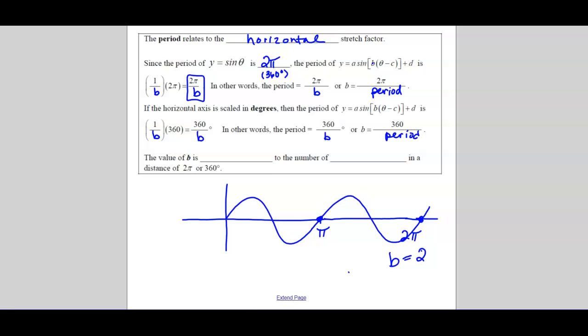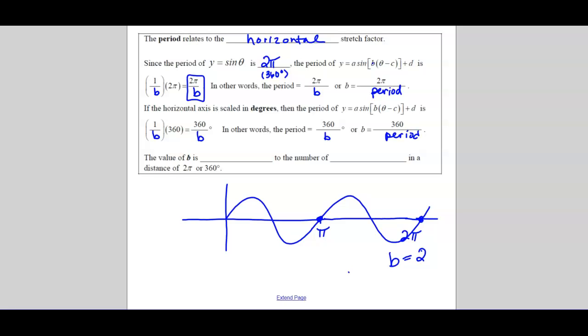So your b value, yes, it helps you get your period. The reciprocal tells you the stretch. But looking at the graph, that b value tells you how many cycles you get in the original period of sine, or the original period of cos. Okay, so we have 2 cycles because you horizontally stretched it by a half.